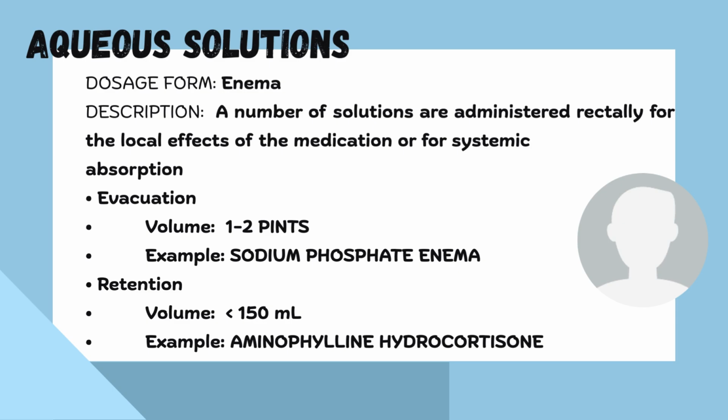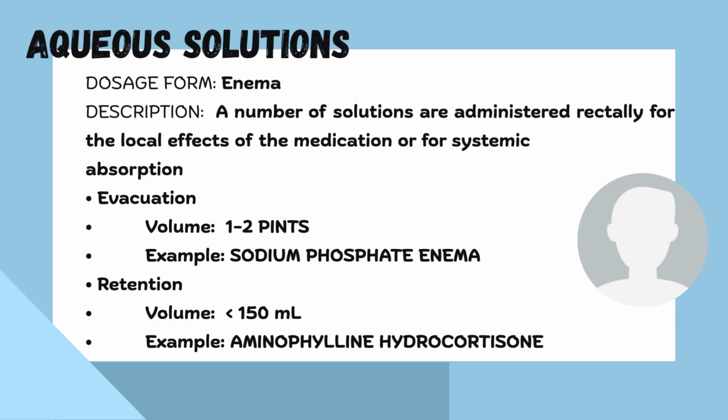So the purpose is to cleanse or empty the bowel by stimulating peristalsis and softening fecal matter. And then volume, 1 to 2 pints, approximately 500 to 1000 ml. And then action, it acts locally. Okay, example, sodium phosphate enema, like Fleet enema, commonly used before diagnostic procedures like colonoscopy or surgery.